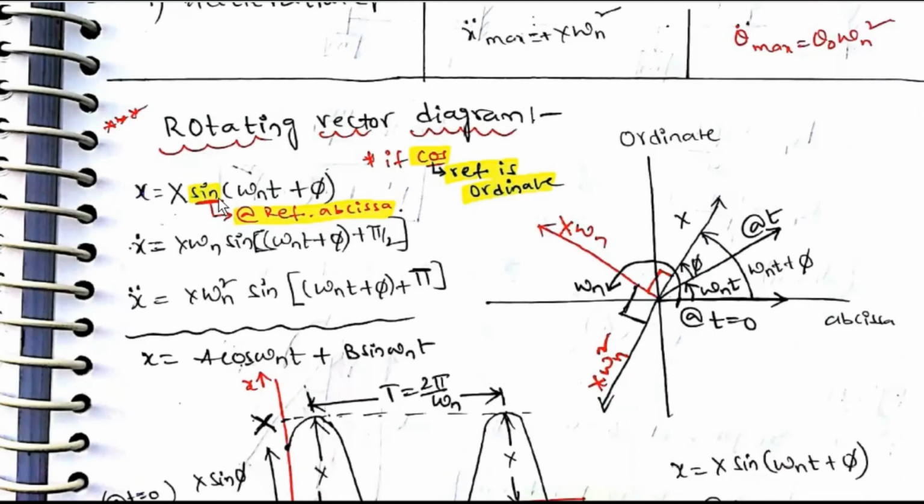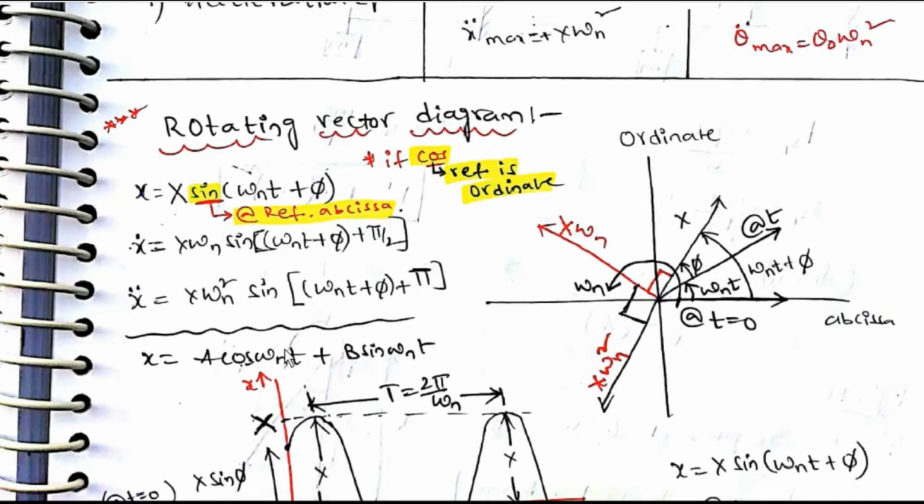Rotating vector: x is equal to capital X sin of omega n t plus phi, with sin taken at the reference axis. If the reference is the ordinate, x double dot is equal to X omega n square sin of omega n t plus pi by 2 for velocity, and x double dot is equal to capital X omega n square sin of omega n t plus pi.